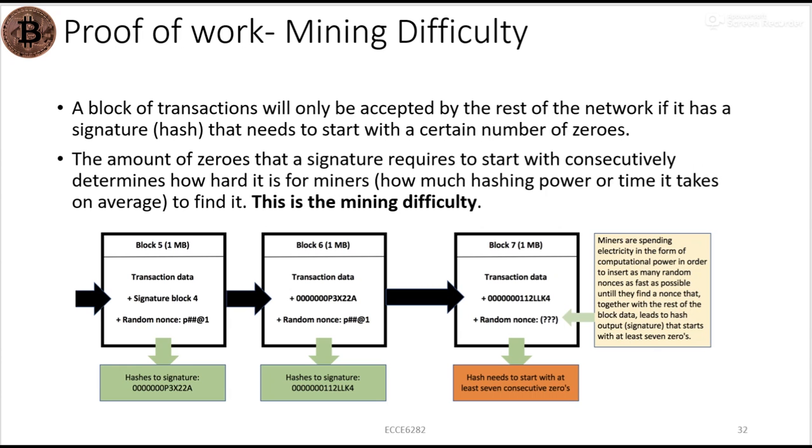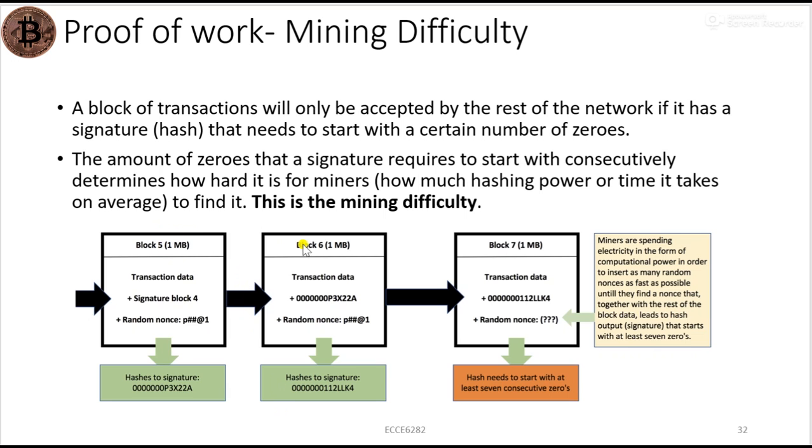Here we explain further the concept of mining difficulty with respect to proof of work. As we know, a block is considered valid by the rest of the network if it has a hash, meaning the signature, the hash of the block, that starts with a certain number of zeros, which is less than our target value. The number of zeros that a signature is required to start with determines how hard it is for the miner. If it has to start with more zeros, mining difficulty is higher. So this is called mining difficulty.